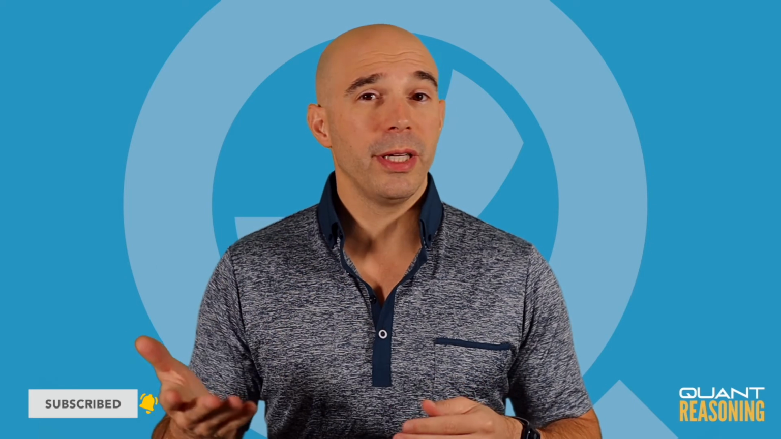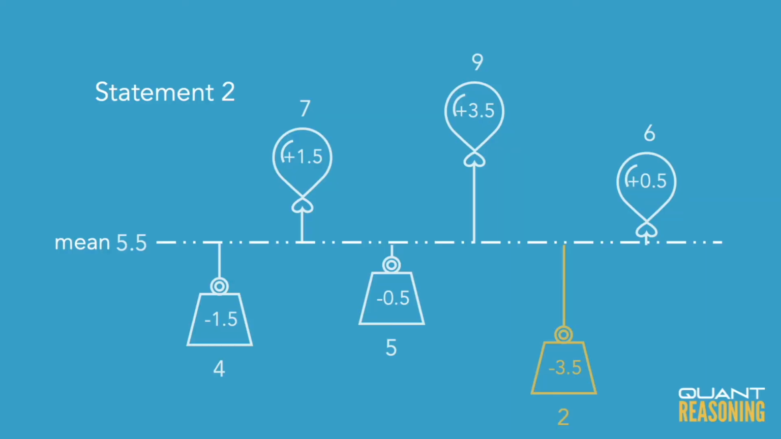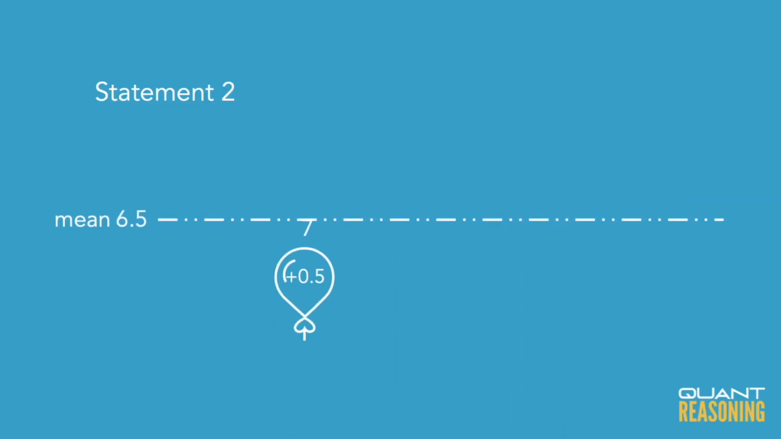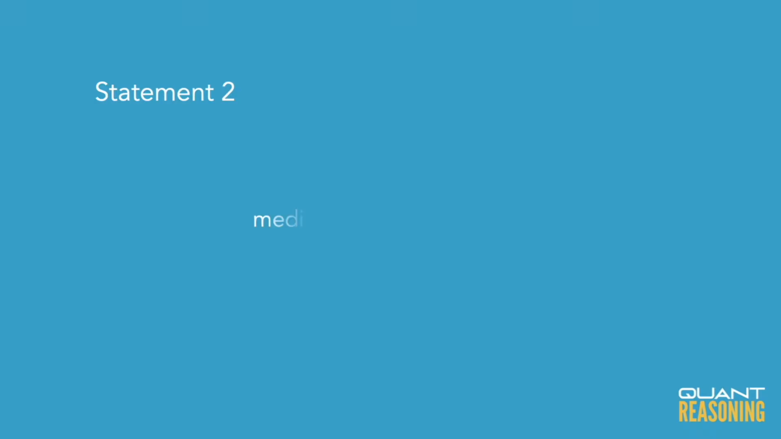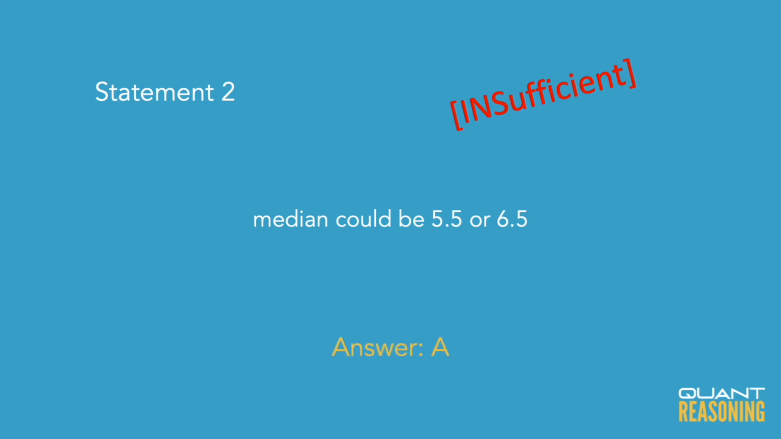On the other hand, if we wanted to check whether x could be a large number, which would then mean the median is 6.5, can that happen? What would x be if the mean is 6.5? Again, using the balloons and the weights, we can see that if x is 8, that fits the bill. If x is 8, then the mean and the median are both 6.5. So with statement 2 on its own, we can't determine what the median is. It could be 5.5, it could be 6.5, as we just saw, and therefore the correct answer is A.